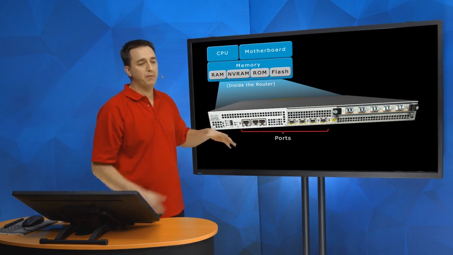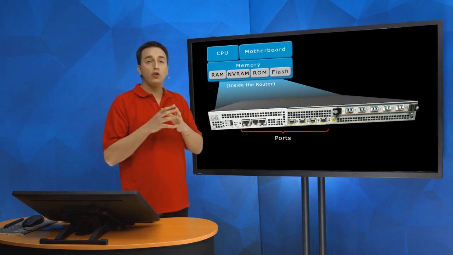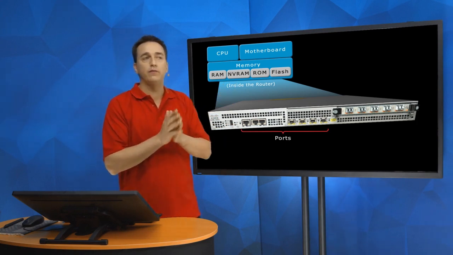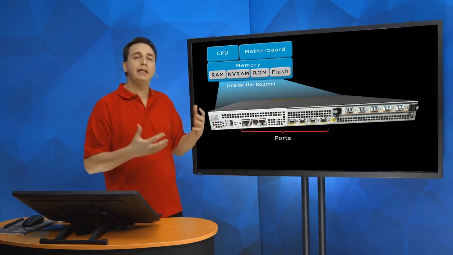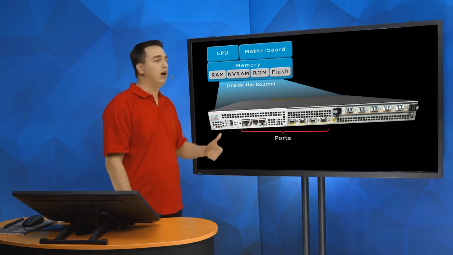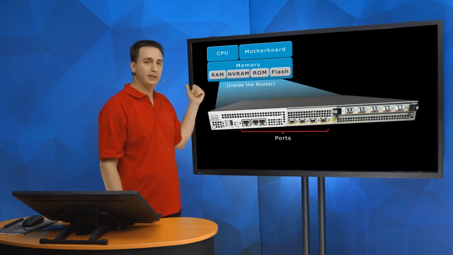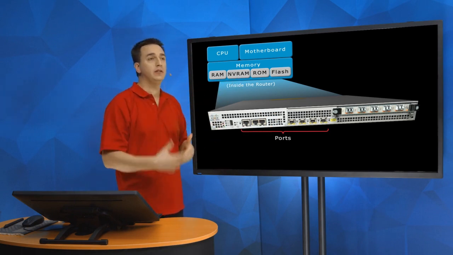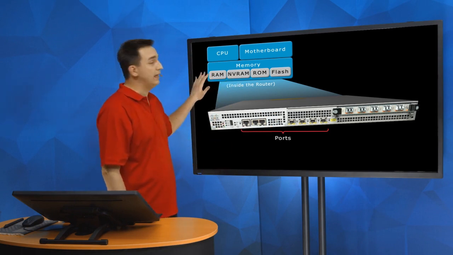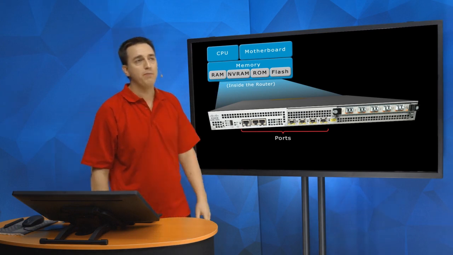So think of NVRAM as more of a place to locally store backups of information that you have that might be needed during a boot process. So the configuration file is needed during the boot sequence. Therefore, the configuration file should be backed up from RAM into NVRAM in the device.